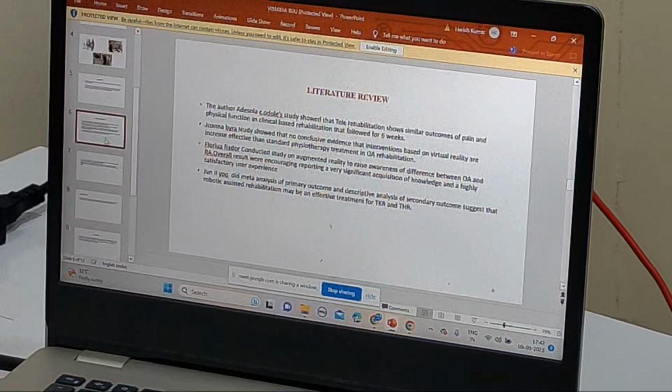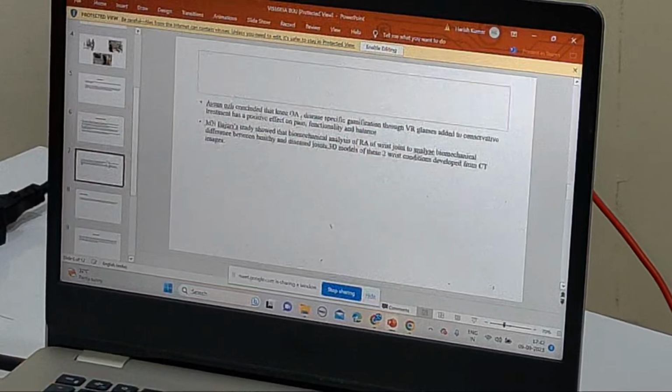about robotic-assisted rehabilitation. It is for after surgery, that is TKR or THR for OA. This study suggested robotic-assisted rehabilitation. Next slide, please.